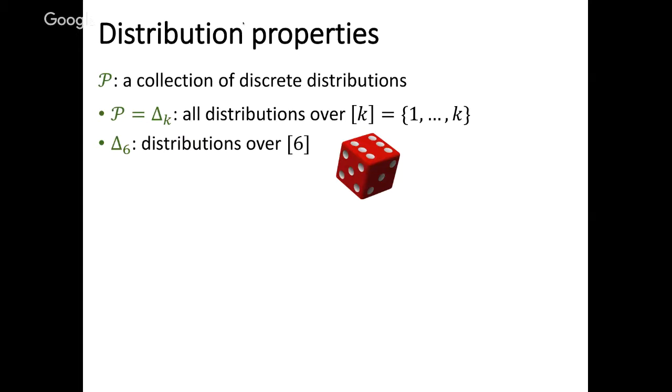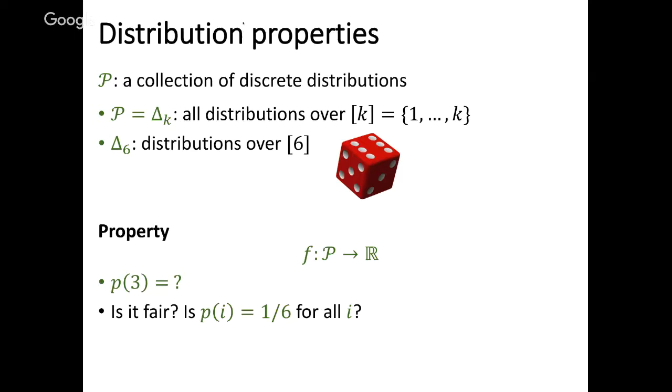which can be loaded in very different ways. And we are interested in properties. So a property is a map from the collection of distributions to real numbers. So for every distribution, there is a real number. That's the property of the distribution. So for example, we may want to know what's the probability that a roll of a die will give you 3. Or we could be interested in knowing, is the die actually fair? In other words, are each of the 6 sides equally likely or not? And we want to decide these things.